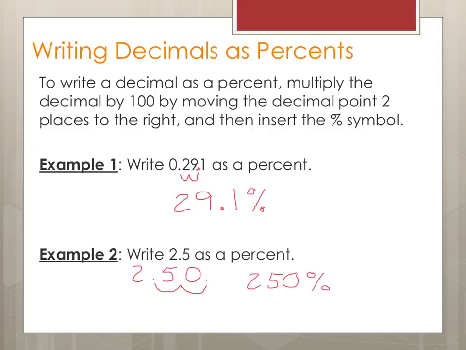And always remember, if you're given a whole number and there's no decimal point, the decimal point is implied to be to the right of the number, in the ones place.